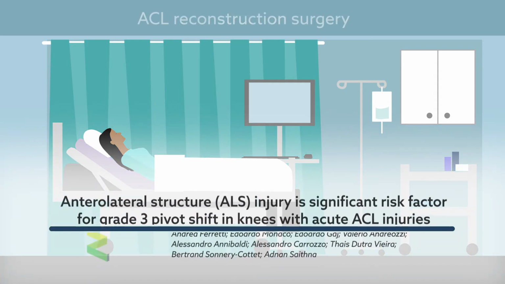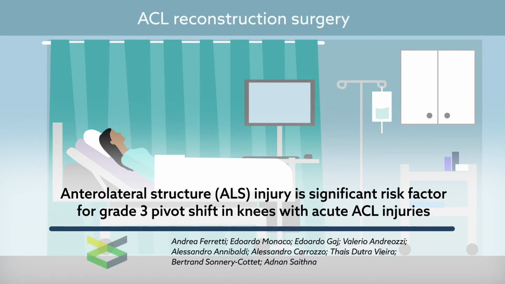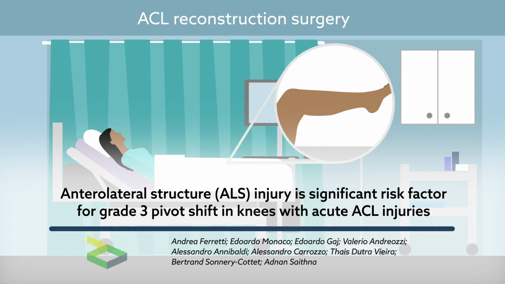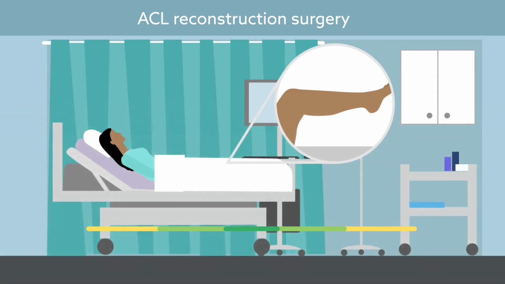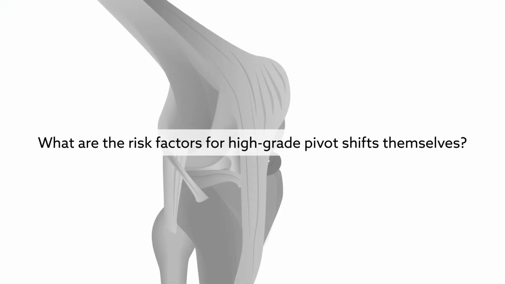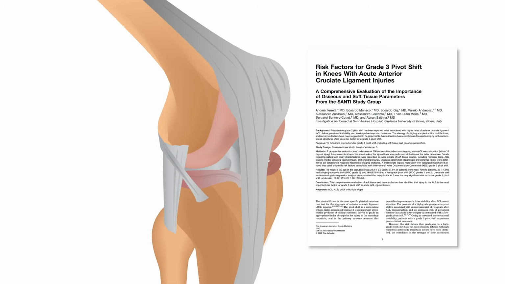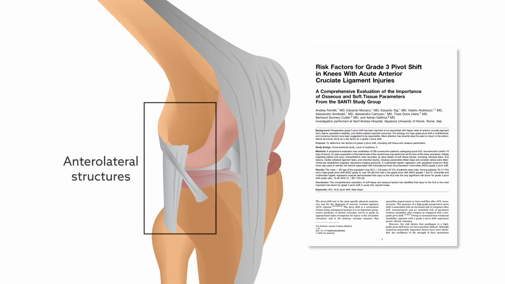Among patients undergoing ACL reconstruction surgery, a high-grade pivot shift before surgery is widely considered to confer an increased risk of graft rupture and persistent instability after surgery. But what are the risk factors for high-grade pivot shifts themselves? A new study published in the American Journal of Sports Medicine reports injury to anterolateral structures as the most important risk factor for high-grade pivot shifts in patients suffering ACL injuries.